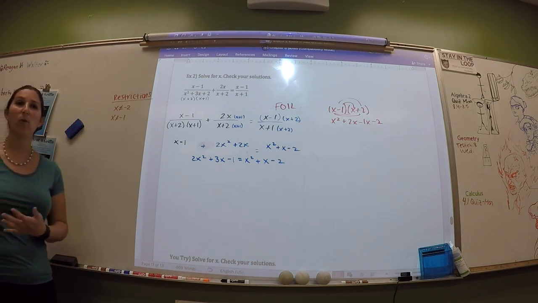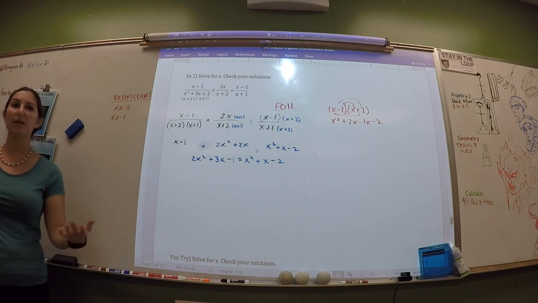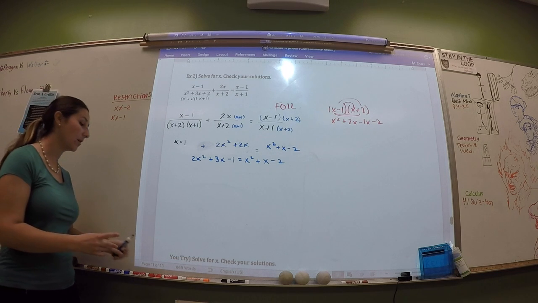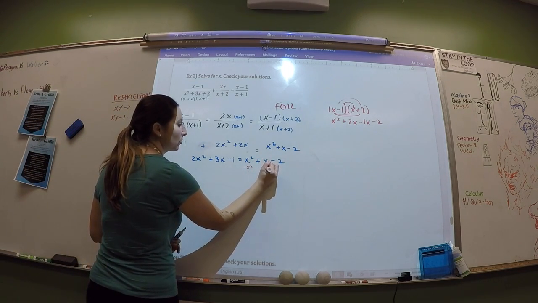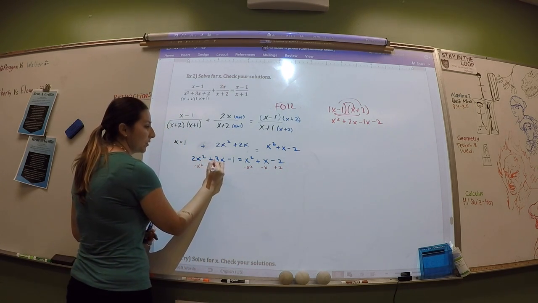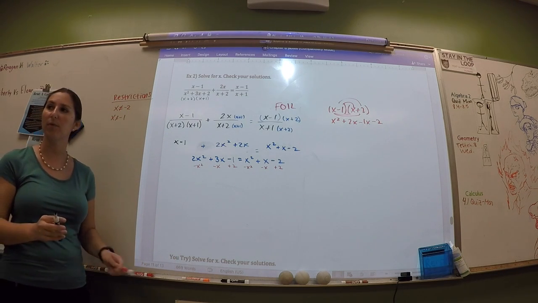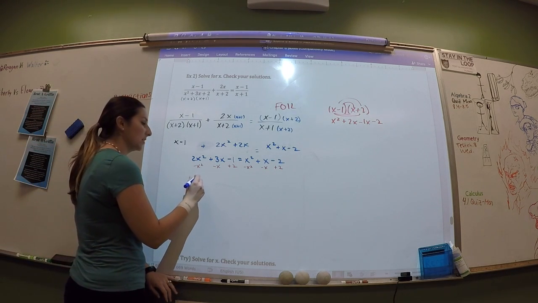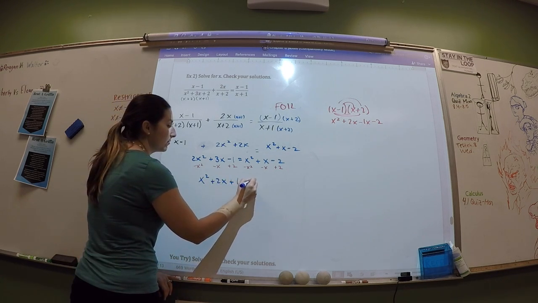We have quadratic terms in here and they don't necessarily cancel out. We can't use the square root property. So we need to get everything set equal to 0. So I'm gonna subtract x squared, subtract x, and add 2. So this should look kind of familiar. We've done questions like this before in previous sections. So this gives me x squared plus 2x plus 1 equals 0.